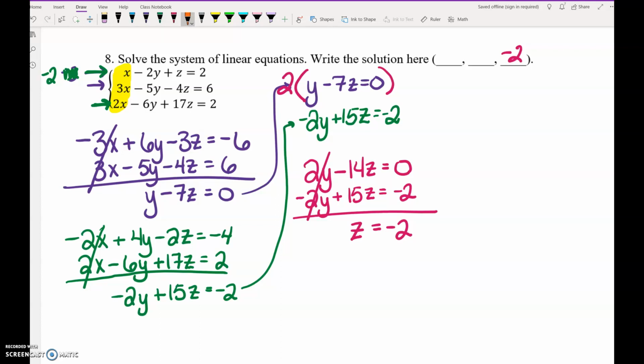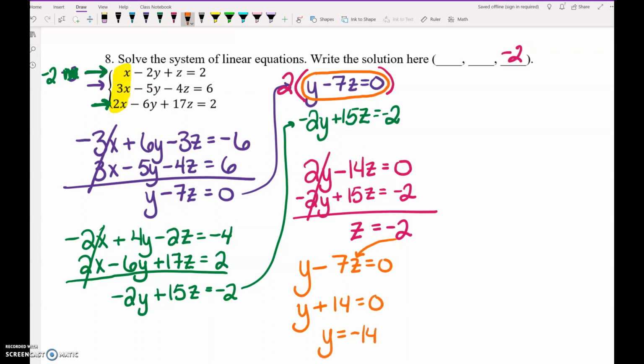For y, I'm going to go back to this top purple equation. y minus 7z equals 0. We're going to plug this negative 2 in right there. So negative 7 times negative 2 is positive 14. So y equals negative 14.